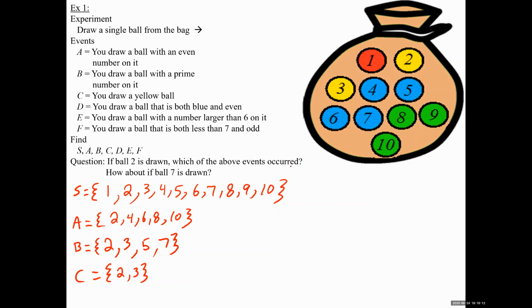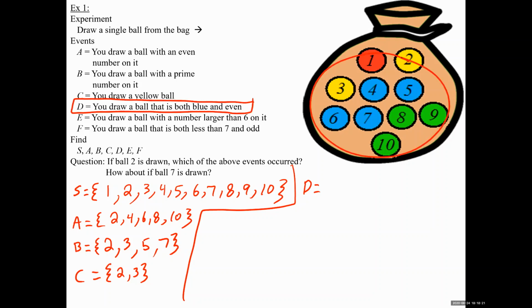Okay, let's do D. Let me put it over here. So D. You draw a ball that's both blue and even. So those are the ones I care about in here, the ones that are blue and even. So you list the ones I care about. So tell me which ones. 4 and 6. Put commas and curly brackets.